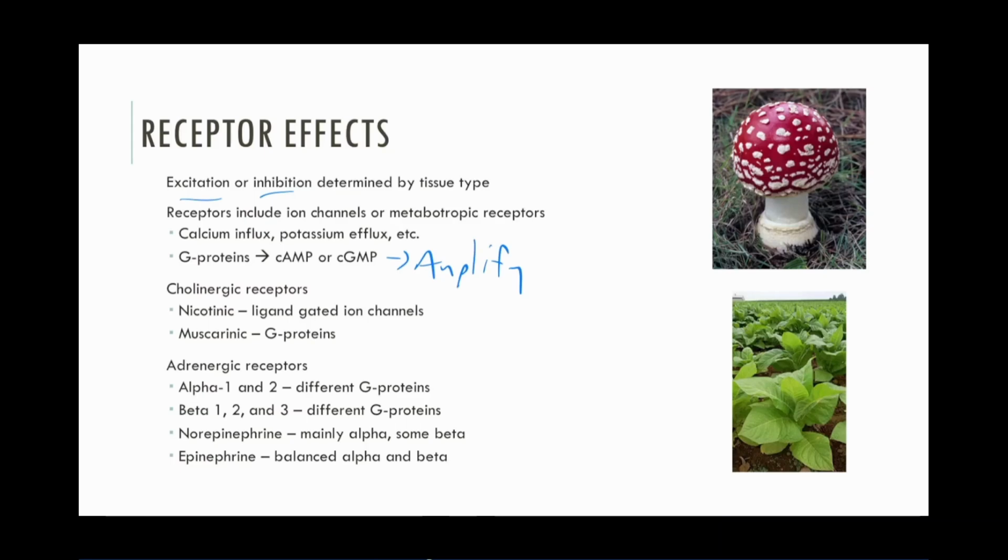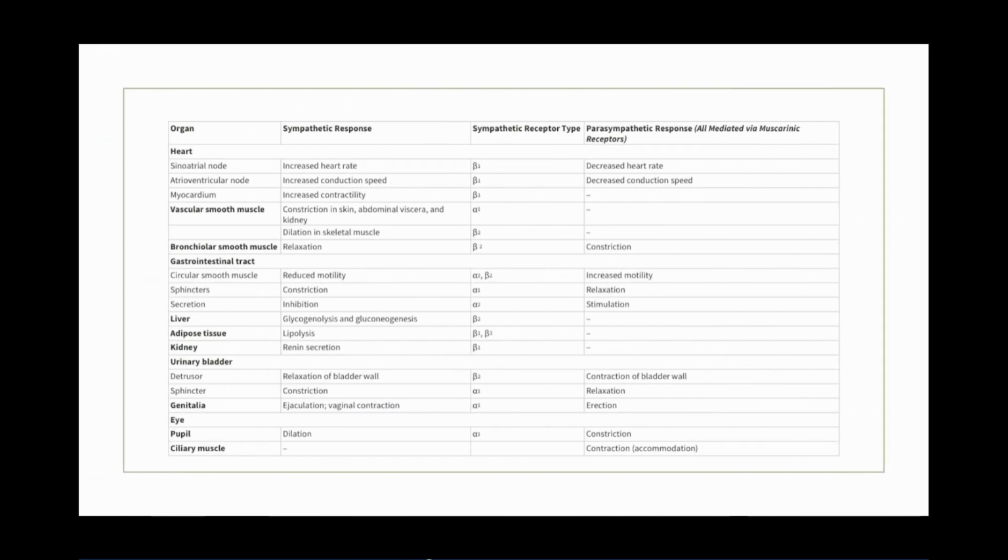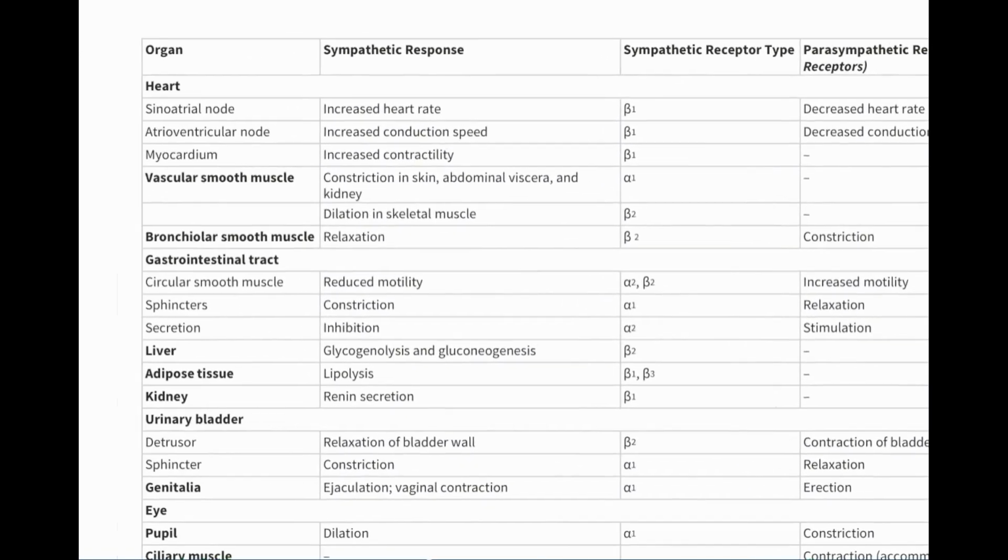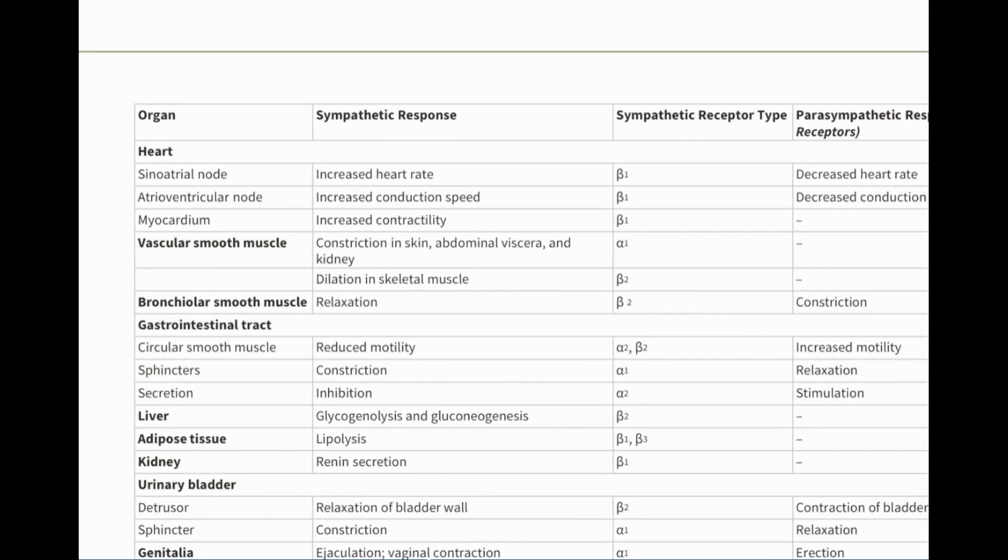Cholinergic receptors, we have nicotinic, ligand-gated ion channels. So obviously the acetylcholine is going to bind to the nicotinic receptor. Then we have opening of the channels. Muscarinic is here as well. And then you have your adrenergic receptors, alphas, and your betas. Now, this picture here, this graph, there's a couple things I want you to know, and I'll tell you which ones. The heart.